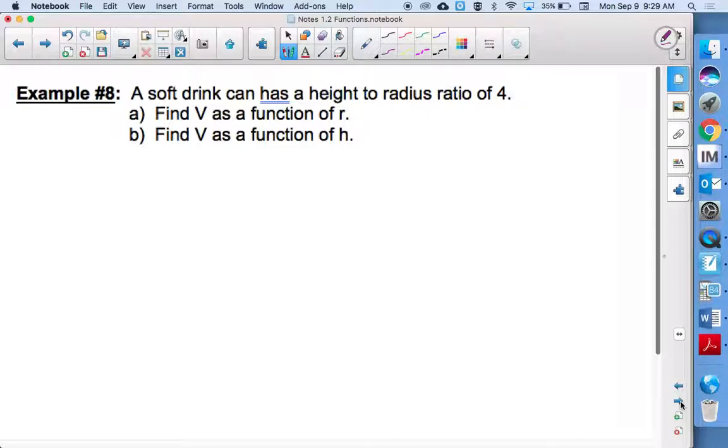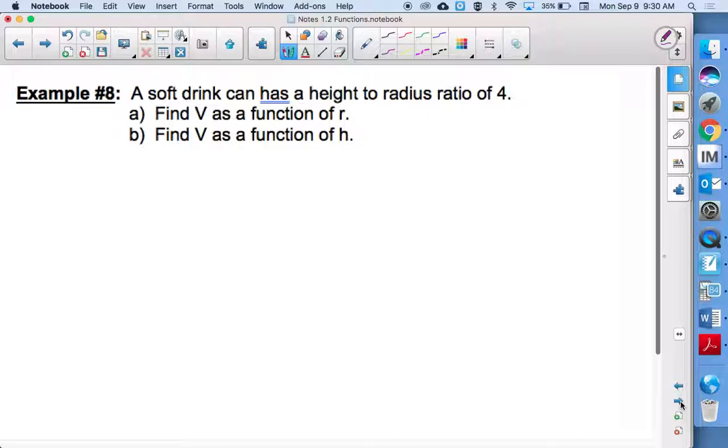So, example 8, trying to be politically correct here. A soft drink can. I call it soda because I'm from the Harrisburg area. You all call it pop because you're probably from around here. Does anybody not call it pop? Oh, yay, a couple, more than a couple. Woohoo.